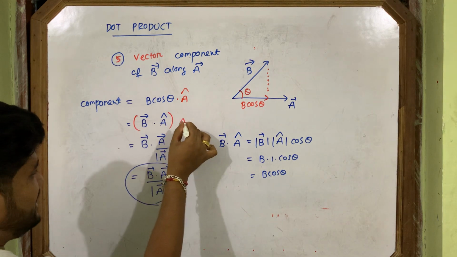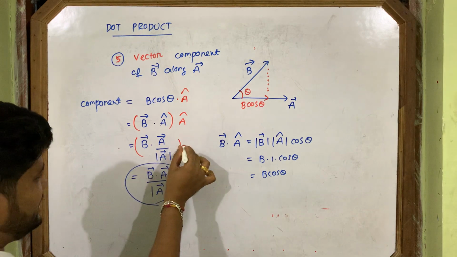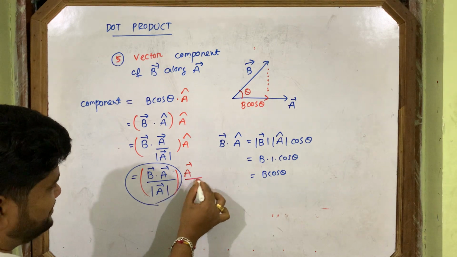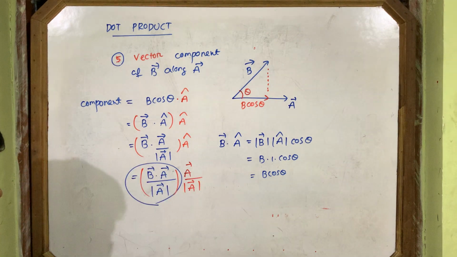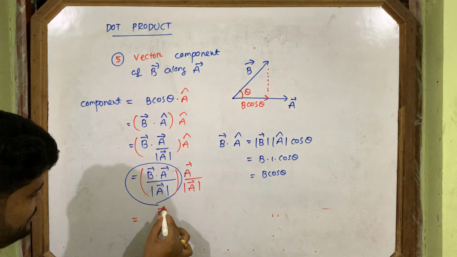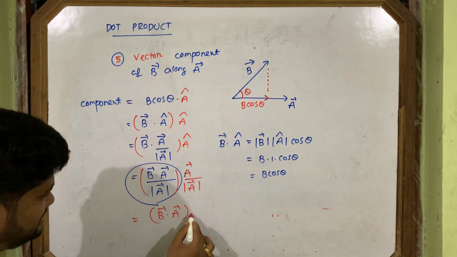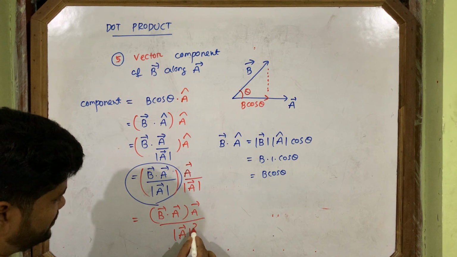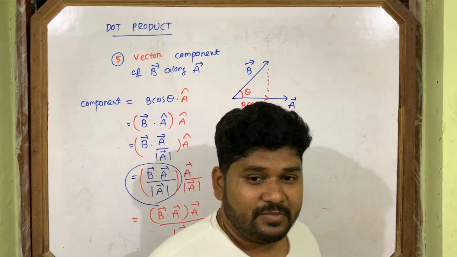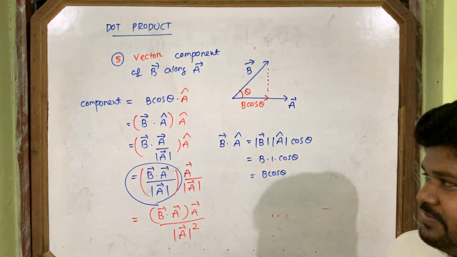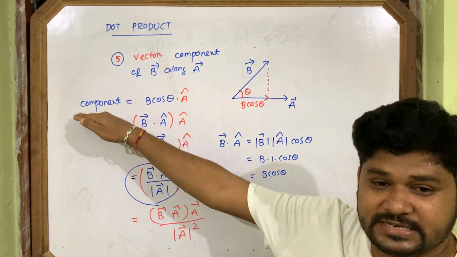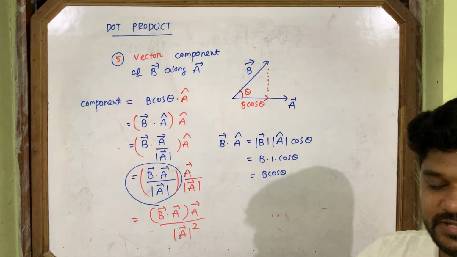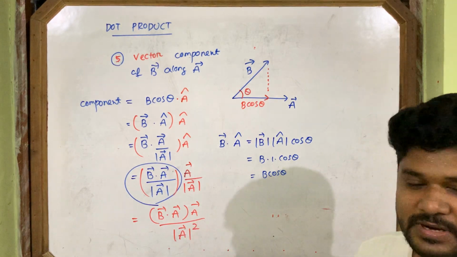A cap means A vector by A vector mod. So what answer comes here? B vector dot A vector, divided by A vector mod square, times A vector. So this is the formula to find the vector component of one vector along another vector.